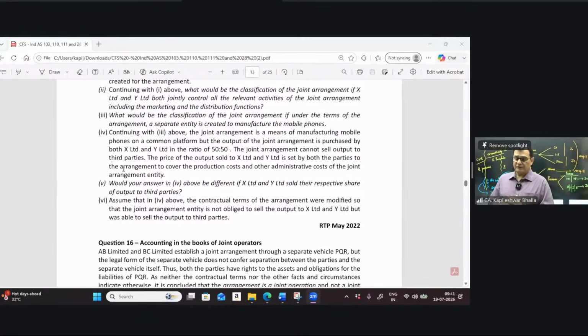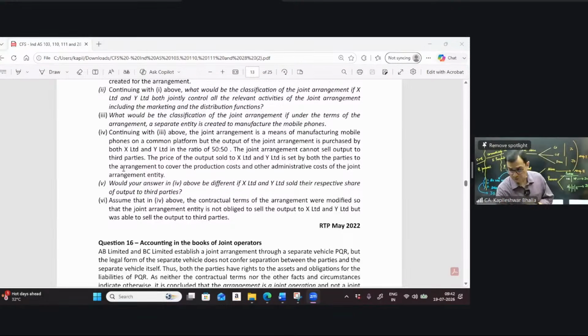Would your answer be different if X and Y sold their respective shares of output to third parties? No, that would not make a difference. There is a clarification given in the standard that once the parties take the output of the arrangement, and then even if they make a subsequent sale to a third party, that does not preclude it from being classified as a JO. Then he says, assume that in point number 4, the contractual terms are modified so that the arrangement is not obliged to sell the output to X and Y, but is able to sell to third parties, then it'll become a JV. Because if an external party sale is allowed, it becomes a JV.